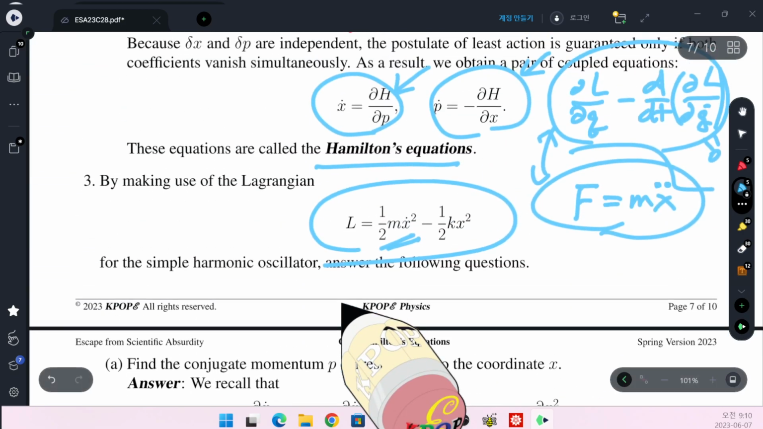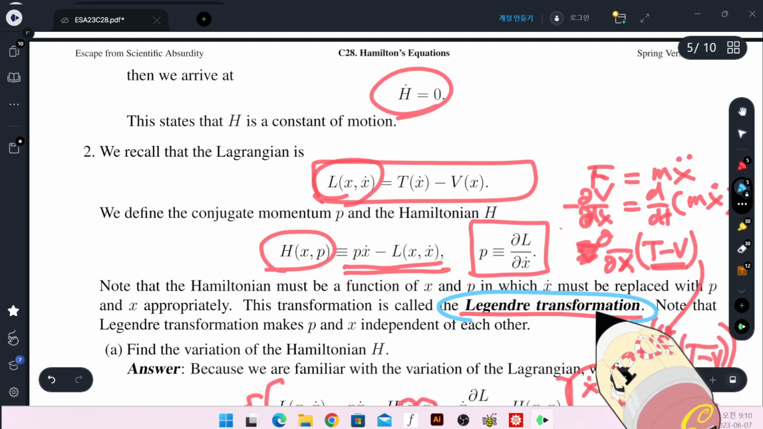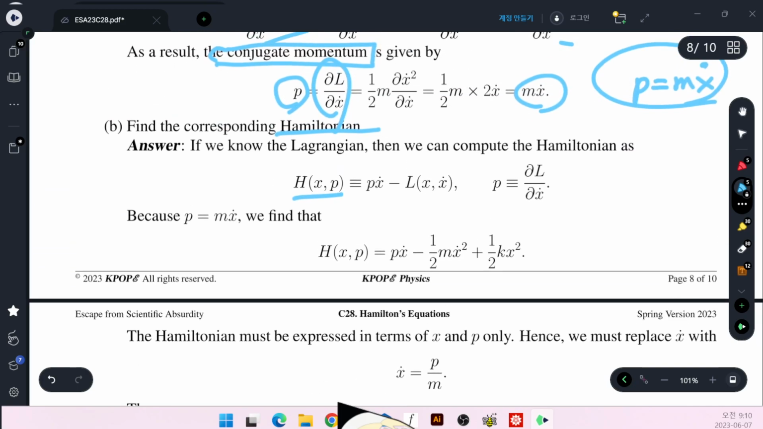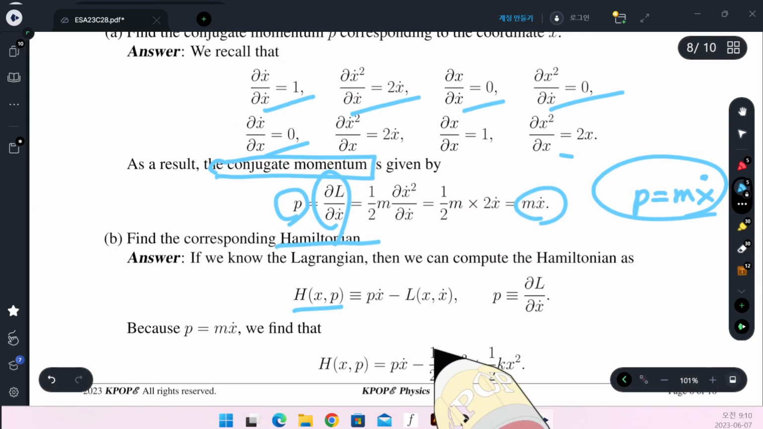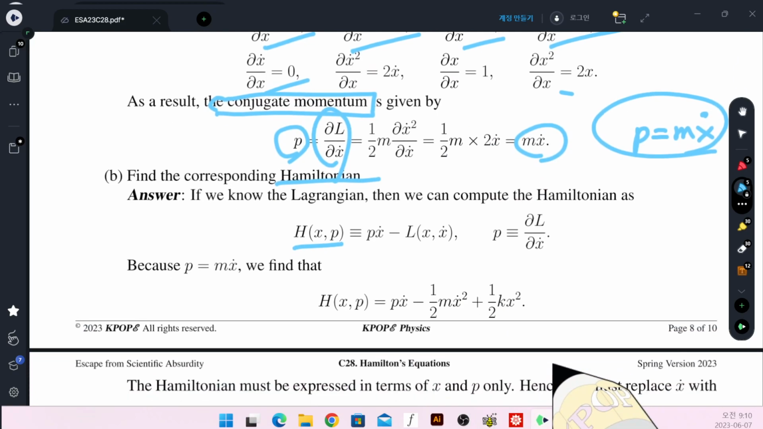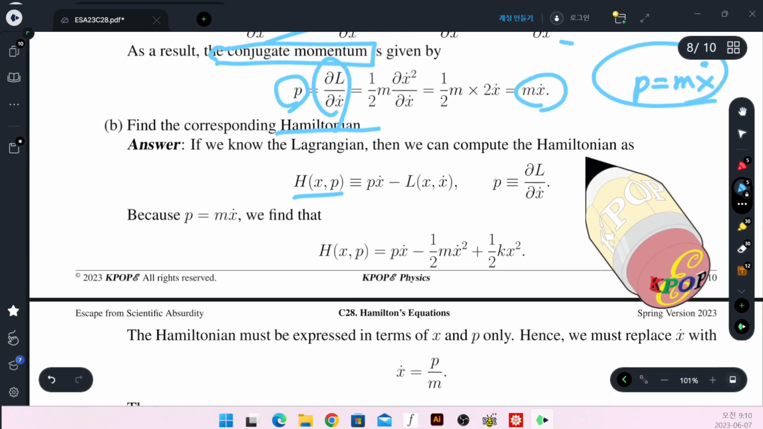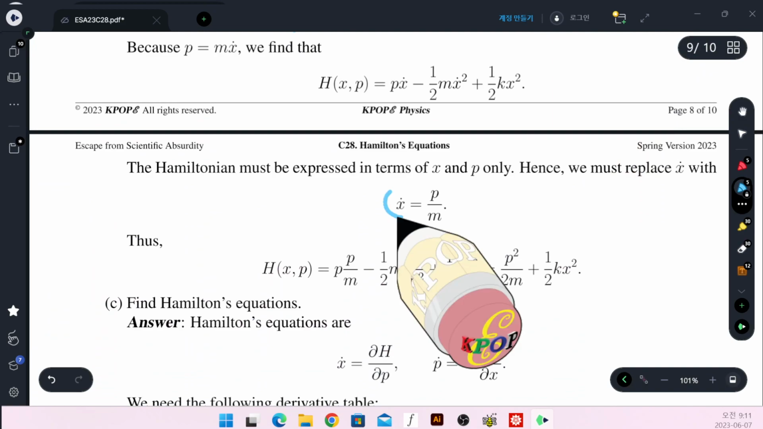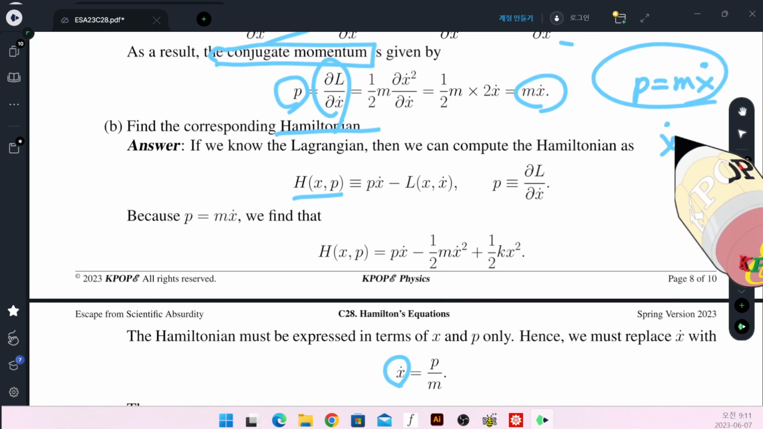The Hamiltonian can be obtained by making use of the Legendre transformation, that is p x dot minus the Lagrangian. Let's see, p x dot minus the Lagrangian. The Lagrangian is the kinetic energy subtracted by the potential energy. We remember the conjugate momentum p is mass times velocity, so the velocity is the linear momentum divided by mass.